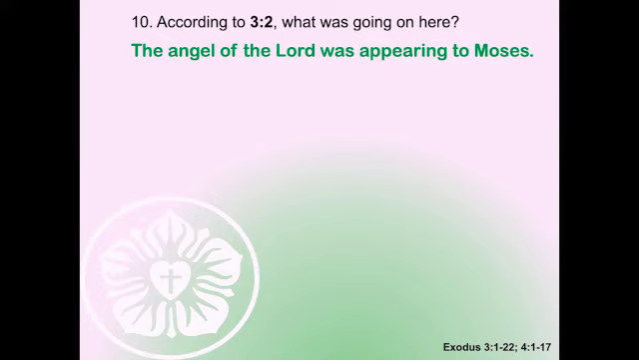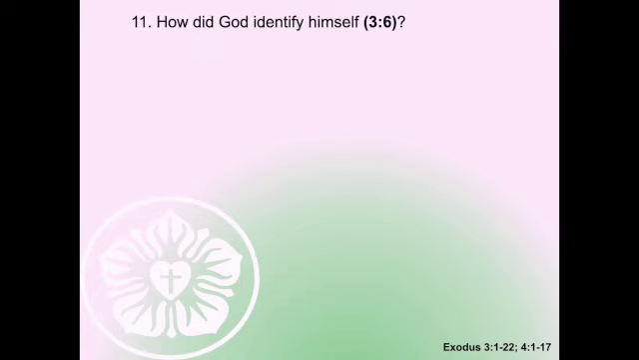You kind of put the details together like a jigsaw puzzle, and the best answer that we have is that this angel of the Lord is a term for the Son of God in the Old Testament. Like the angel of the Lord who looks like a son of man, walking in the fiery furnace with the 3 men. We'll come around to that again. Number 11, how does God identify himself? Looking especially at verse 6.